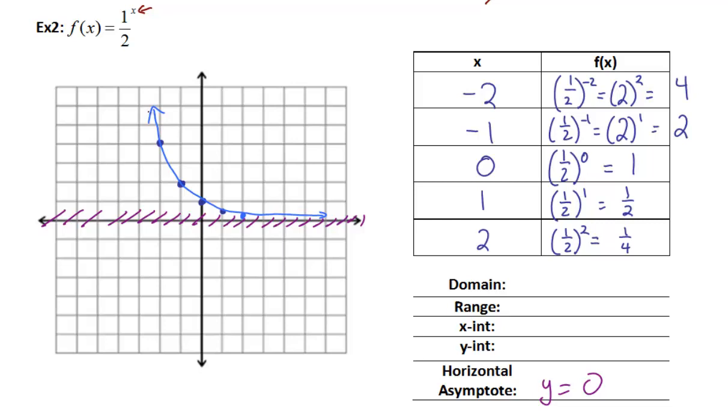Domain again: leftmost point is an arrow, rightmost point is an arrow, so it's negative infinity to positive infinity. Range, again, lowest point, I really want to be 0, but I can't be 0, so I would say parentheses 0. Highest point is an arrow, infinity. X-intercept, I'm never going to cross that x-axis. I have a horizontal asymptote there, so I would write none. And my y-intercept, here's where I intersect the y-axis, and again, that's the point 0, 1. And we know our horizontal asymptote is y equals 0.